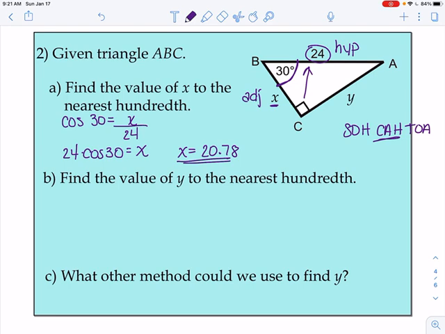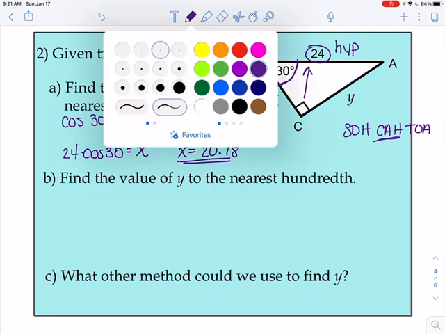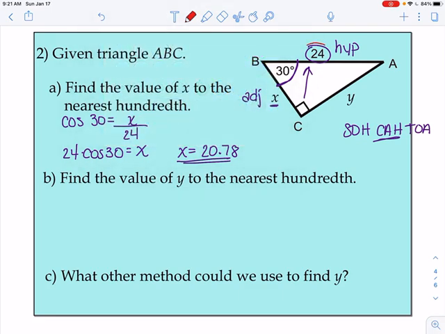Okay, for part B, we want to find the value of y. Okay, so this time I am going to concentrate still with that 24, and now I'm going to concentrate on the y and that angle. So again, in relation to 30 this time, hypotenuse isn't going to change, but now that y is going to be the side directly opposite.